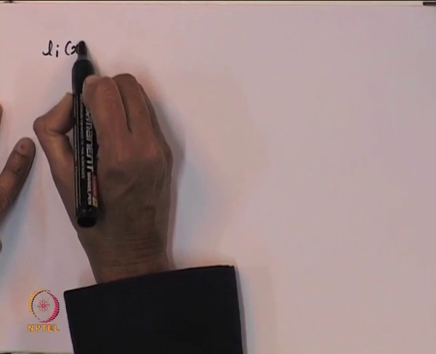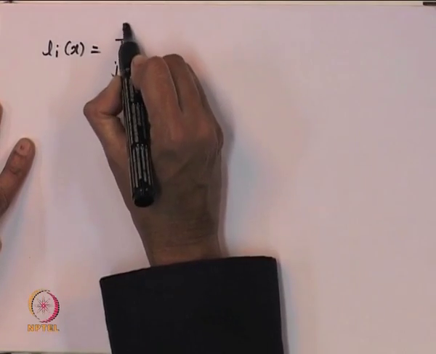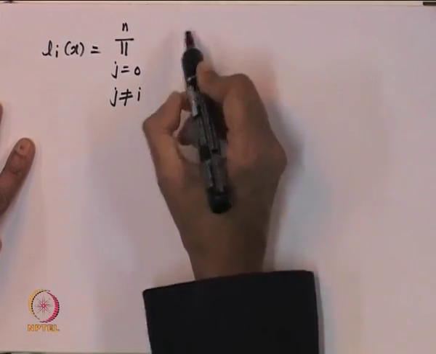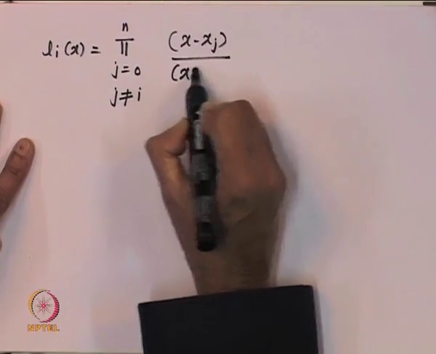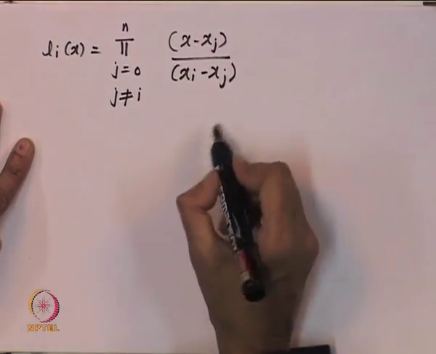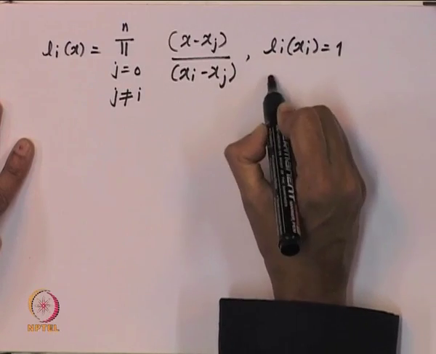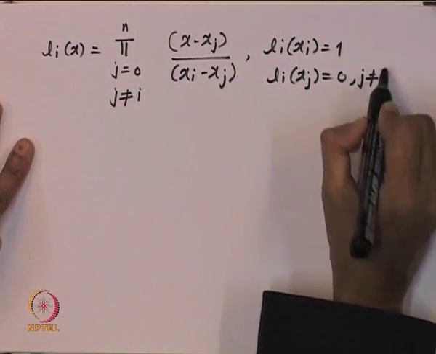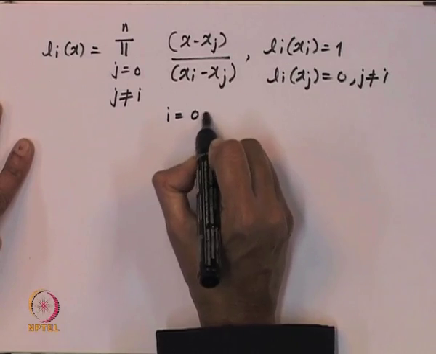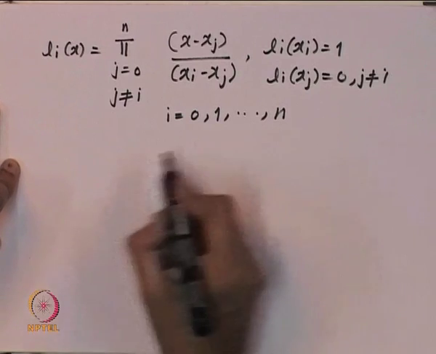So, here we have our L_i(x) to be the product, j goes from 0 to n, j not equal to i, of (x minus x_j) divided by (x_i minus x_j). And we have seen that L_i at x_i is 1, L_i at x_j is equal to 0 if j is not equal to i, and i is 0, 1 up to n. So, there are n plus 1 Lagrange polynomials.